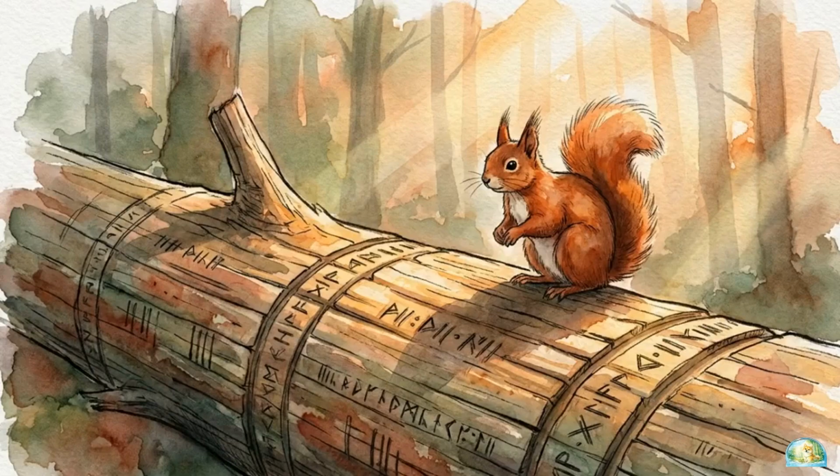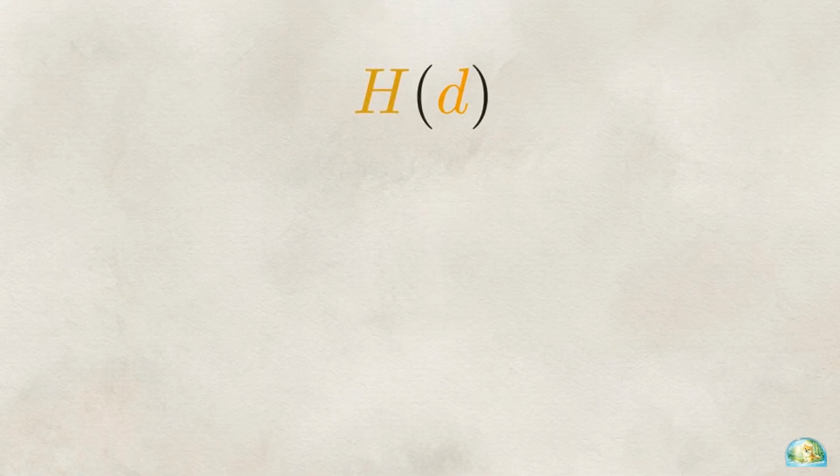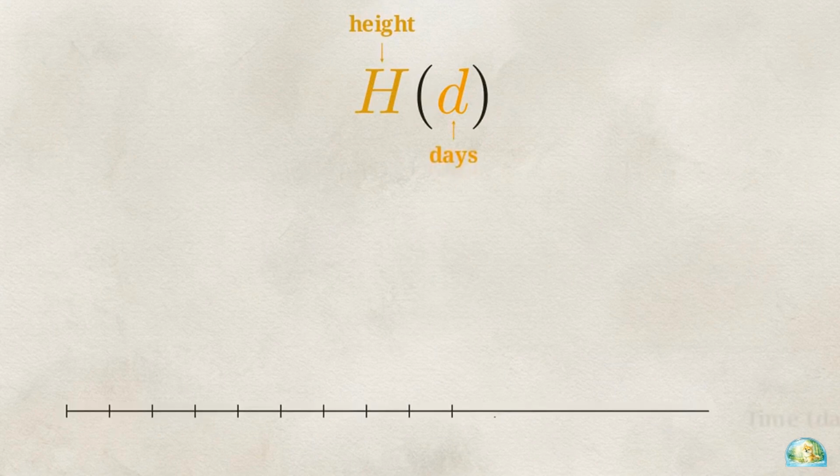Sometimes the math is already calculated for us. When that happens, our job shifts from executing arithmetic to translating the resulting notation into plain language. Look at the function h of d. This represents the height of a plant in centimeters after d days.